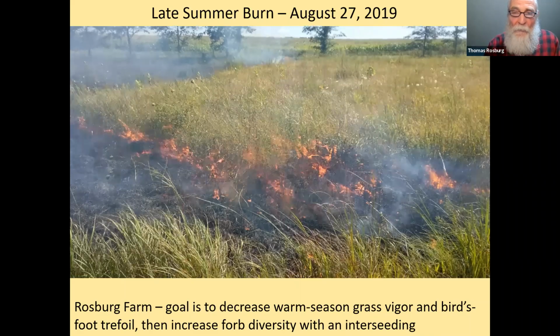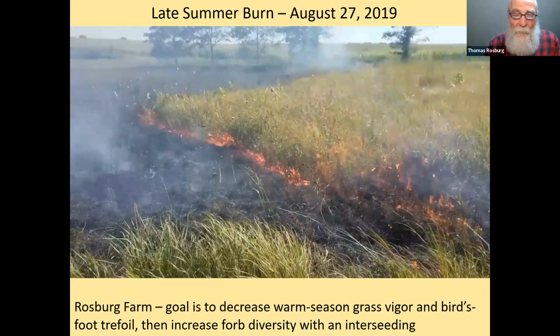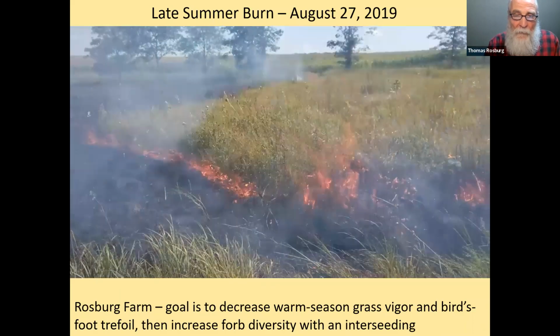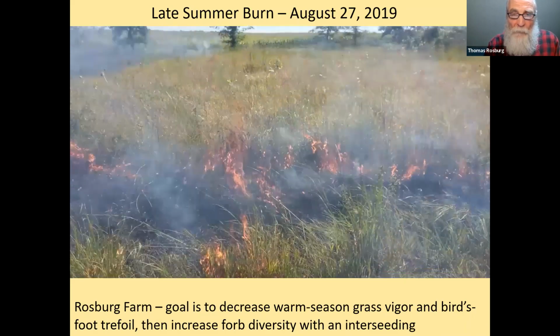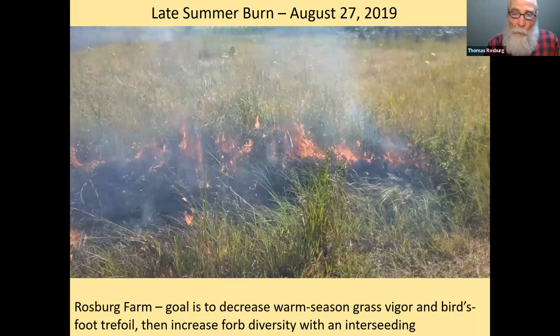Here is a video of a late August burn I did on my place to accomplish those goals right there, trying to push back on basically just a warm season grass, so I could get it ready for an interseeding of forbs.